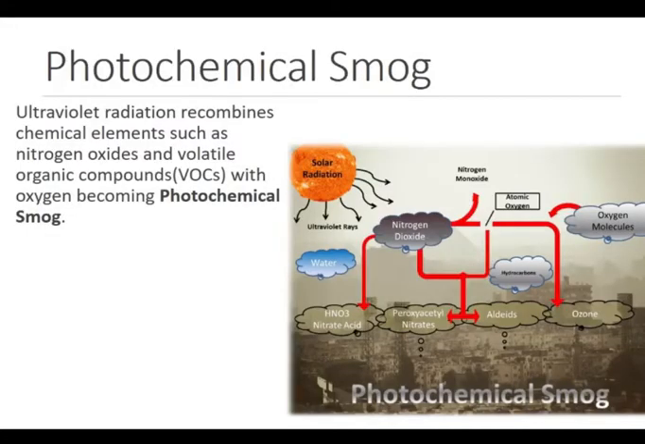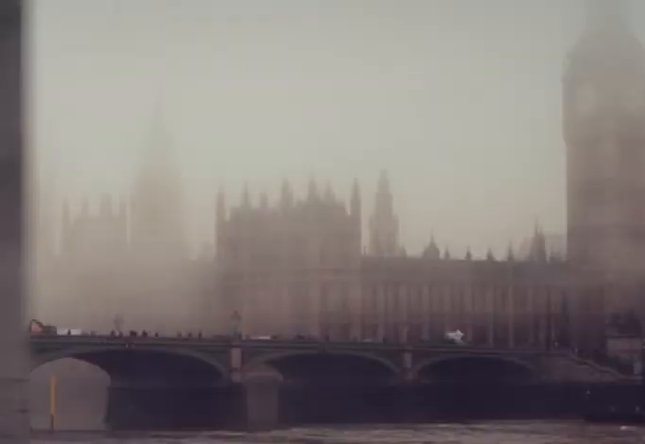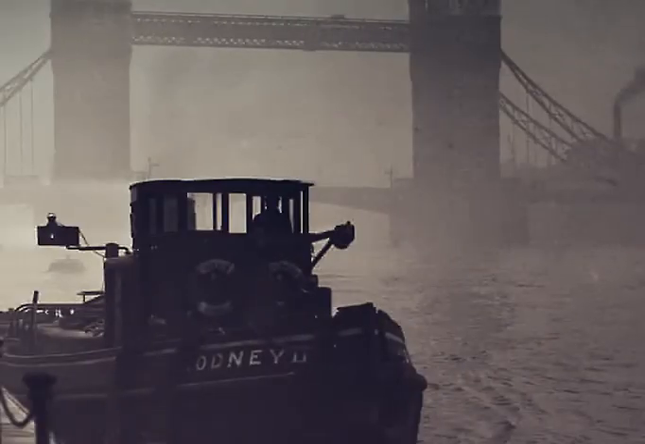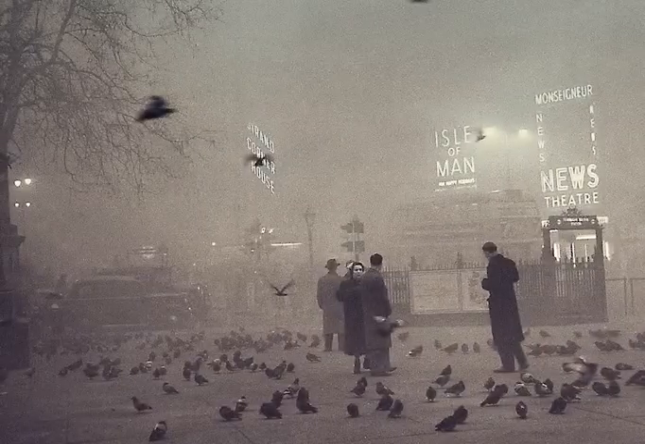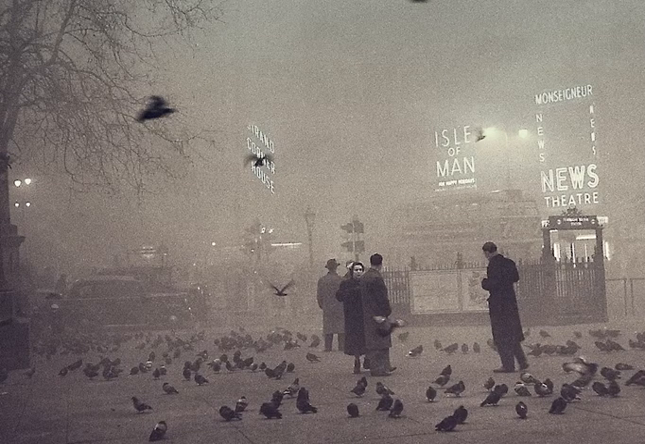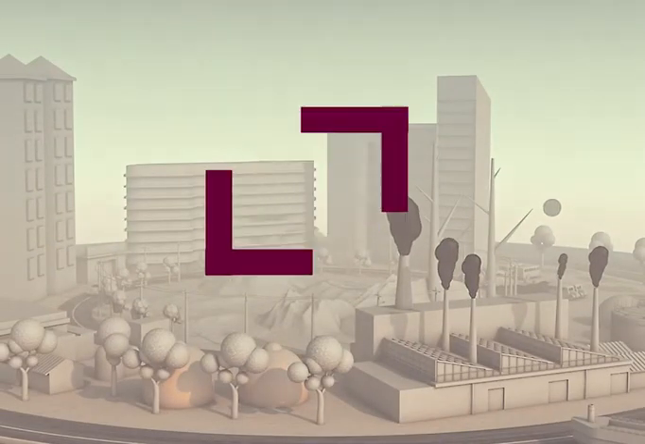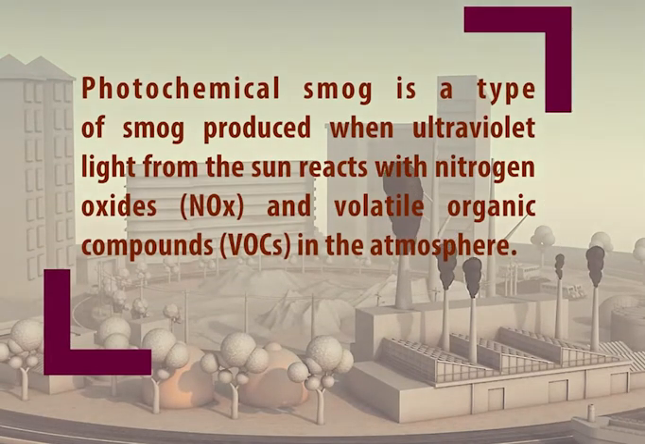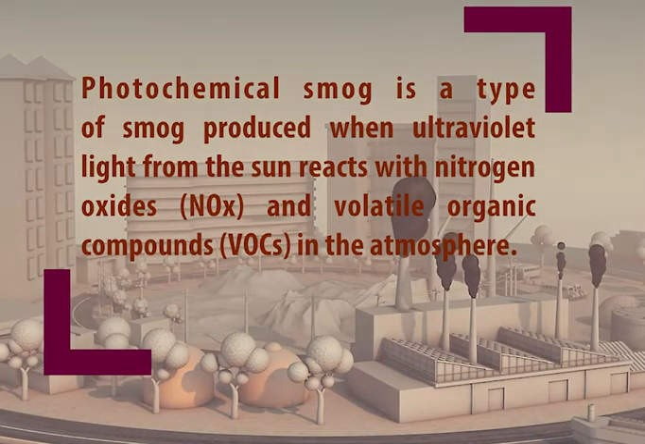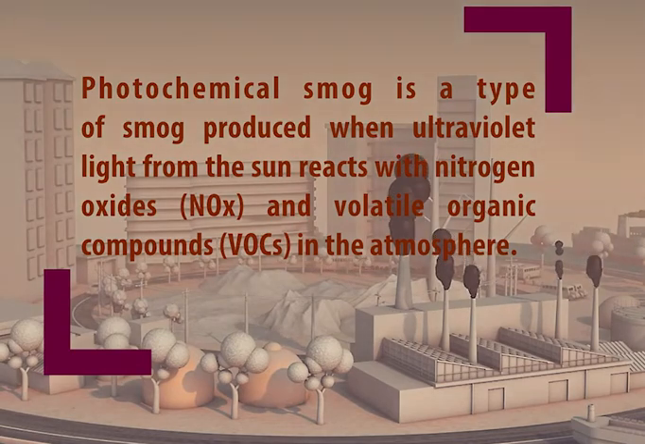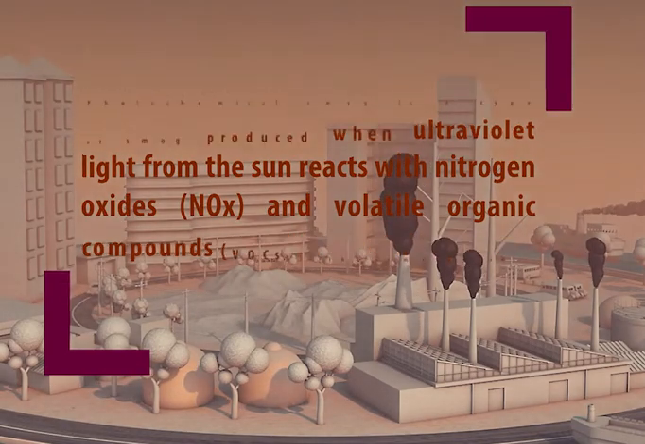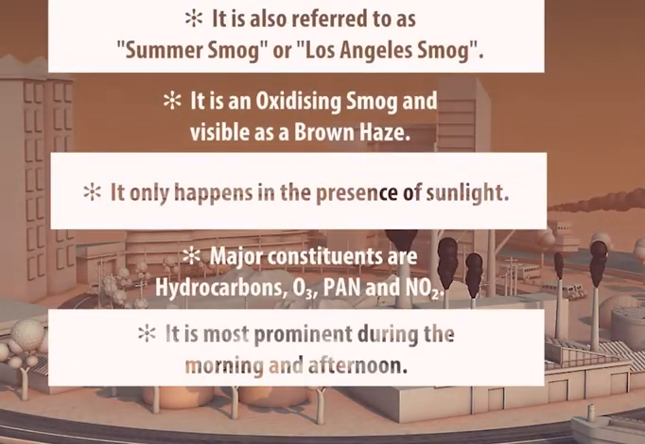Photochemical smog is a type of smog produced when ultraviolet light from the sun reacts with nitrogen oxides in the atmosphere. It's visible as a brown haze and is most prominent during the morning and afternoon, especially in densely populated warm cities. Cities that experience this smog daily include Los Angeles, Sydney, Mexico City, Beijing, and many more.